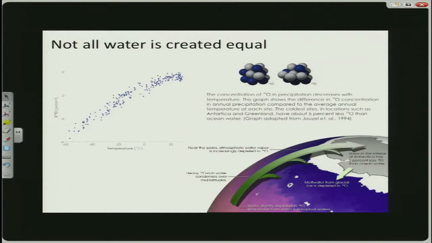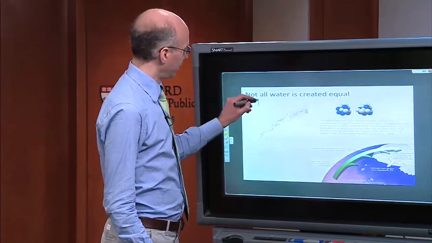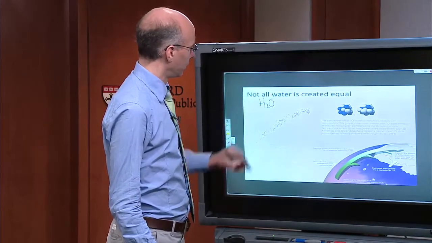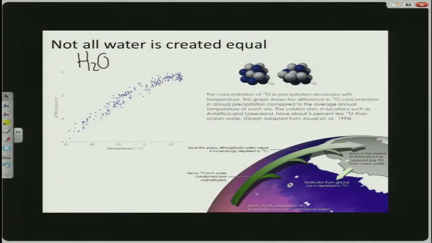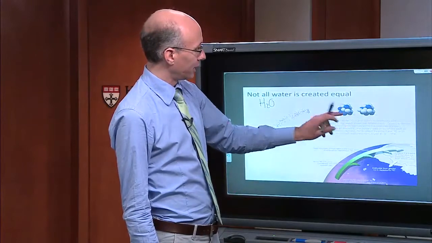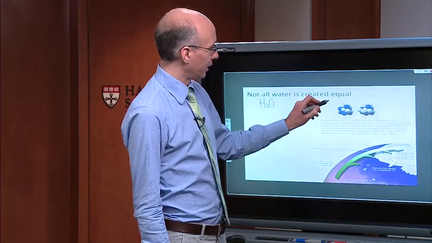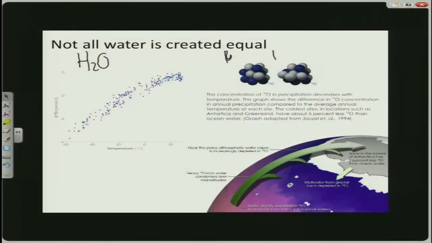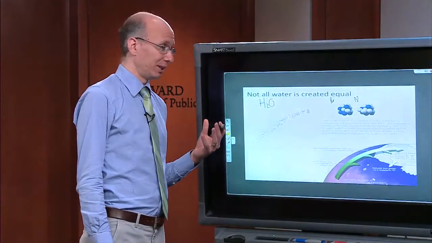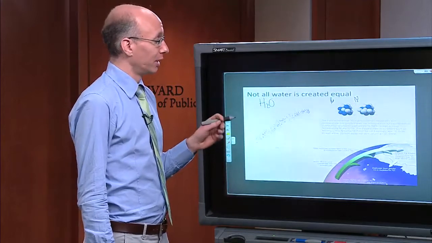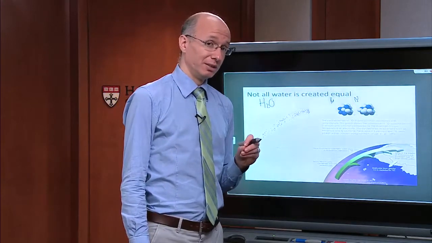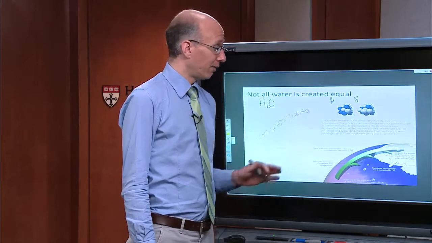So it turns out that not all water is created equal. And water, as we know, is H2O. So there are 2 hydrogens and 1 oxygen. And oxygen has 2 different forms. There's an oxygen that has a weight of 16 and an oxygen that has a weight of 18, atomic weights. And these are naturally occurring. What's interesting about that is those 2 different weights make water as a molecule have a different weight. And water that's slightly heavier condenses a little more readily, and water that's a little lighter evaporates more readily.